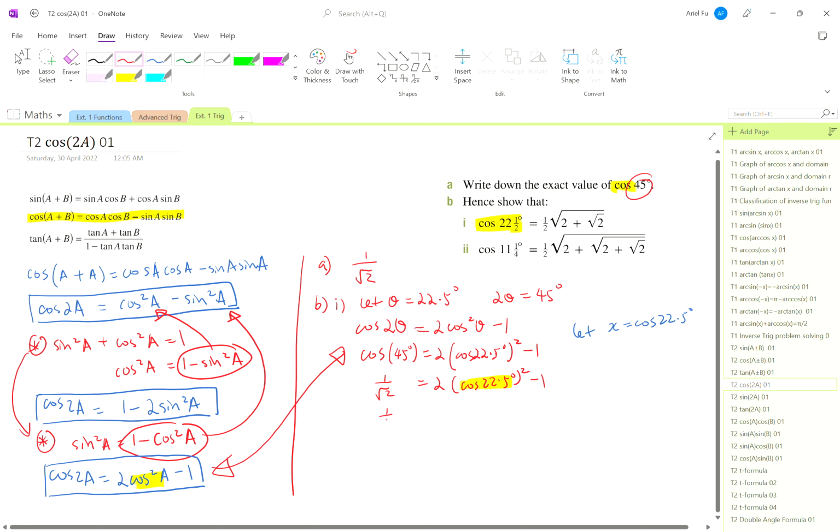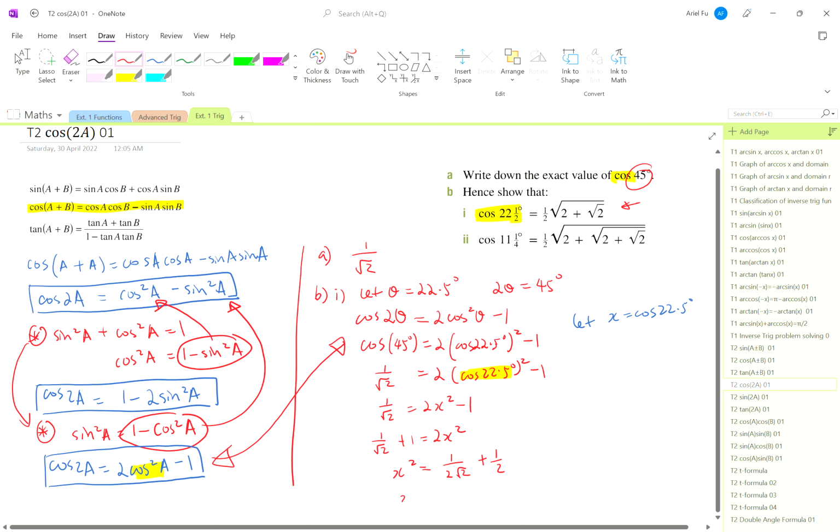It just helps to make the math a lot neater. So then I have 1 over root 2 equals 2x squared minus 1. That means if I move the 1 to the other side, 1 on root 2 plus 1 equals 2x squared. That means x squared is equal to 1 on 2 root 2 plus half. Now, looking at where you want to get to, I can see where the square root is going to come from, but there is no square root in the denominator of the fraction. So let's rationalize.